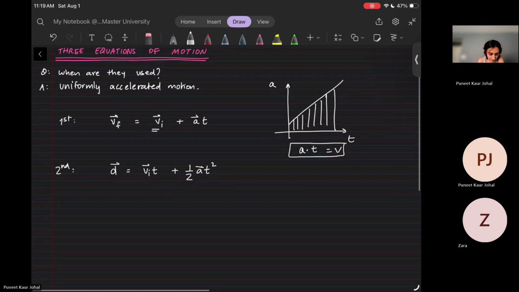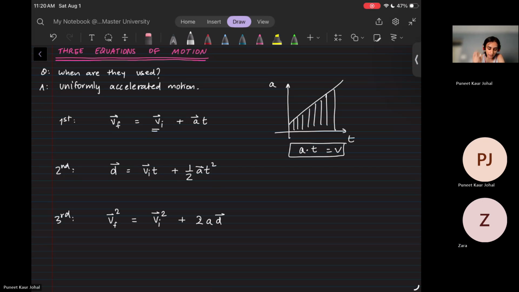That's the second formula. Third formula, it relates velocity, acceleration, and displacement without taking into account time. So if you have a question where you have no information about time, but you know the other variables, you can use this formula. So this says final velocity squared is the initial velocity squared plus 2 times the acceleration times the displacement. And it has no time.